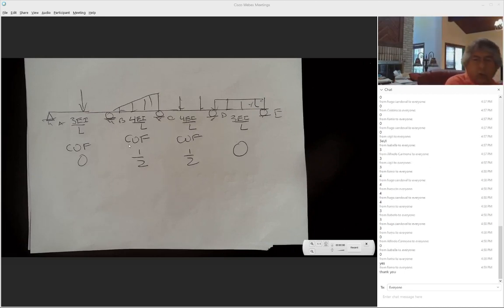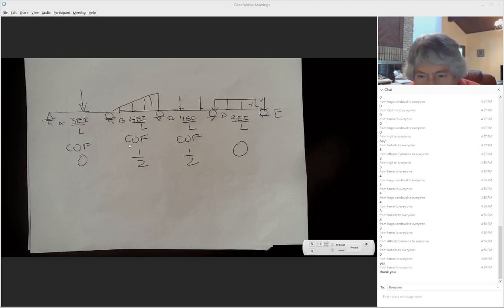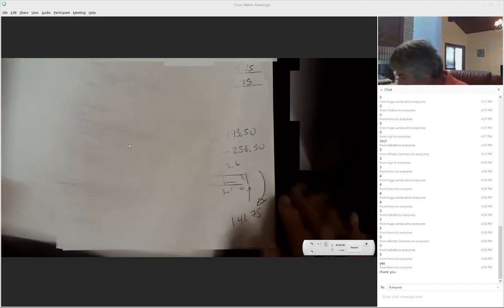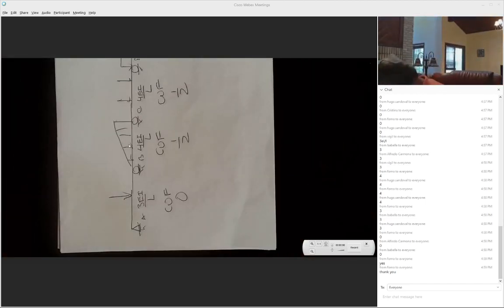So you have to know the importance of the 3EI over L. It saves time, but we need to know how to use it. And also the fixed end moment table, we have to become very familiar. I'm going to do something else. I'm going to introduce you to friends.